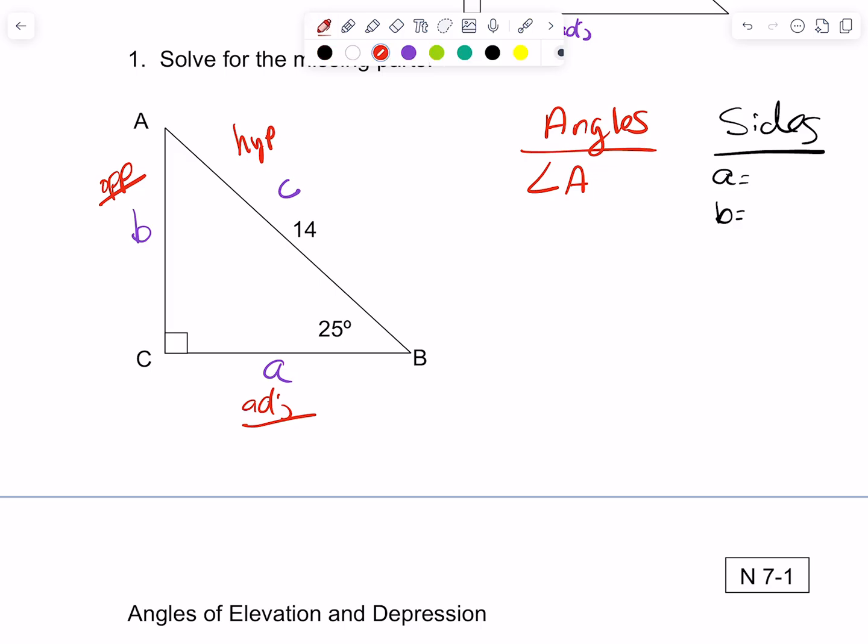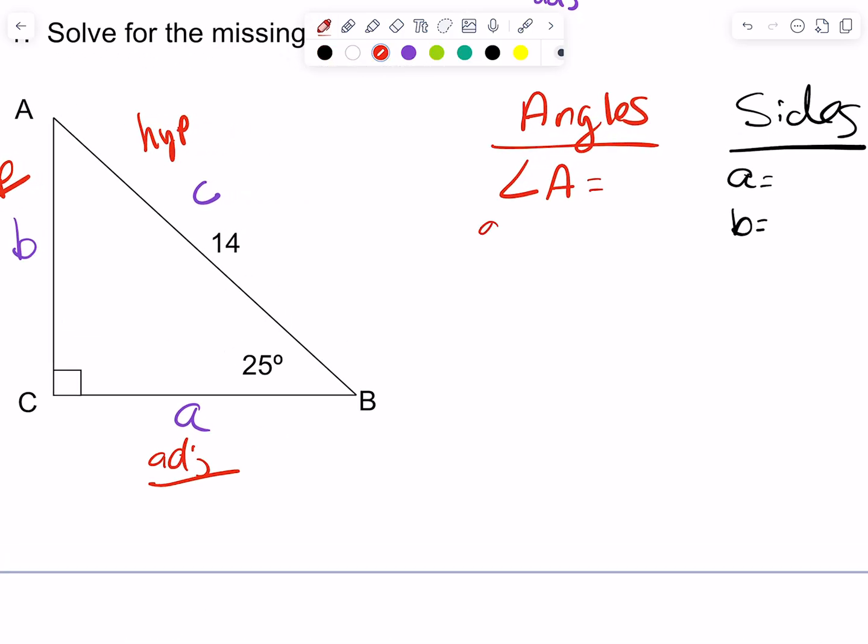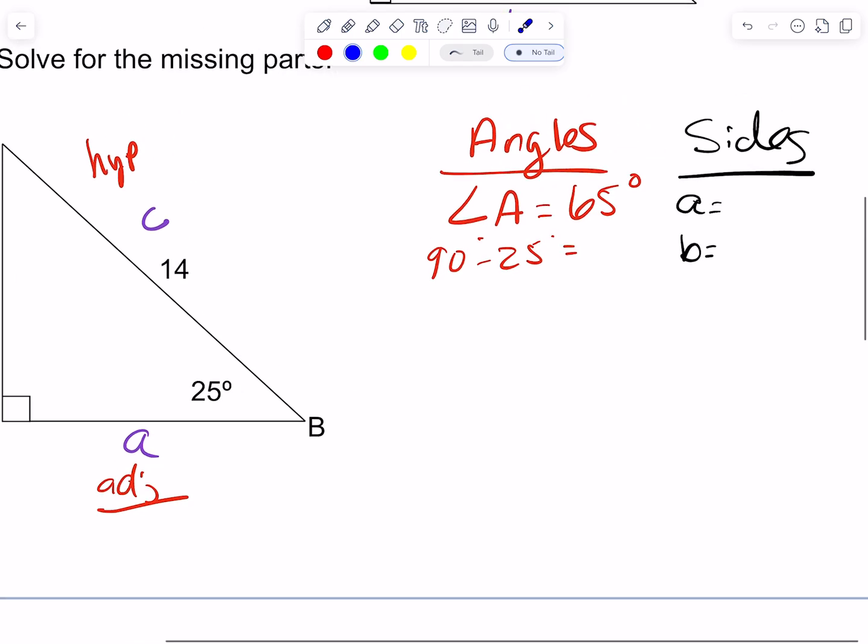That's it. So that means that angle A, you're just going to do 90 minus 25. So that means that angle A would be 65. Correct me if I'm wrong. So just to summarize, anytime you know one of these angles, to find the other acute angle, just do 90 minus that angle. Easy. Done.